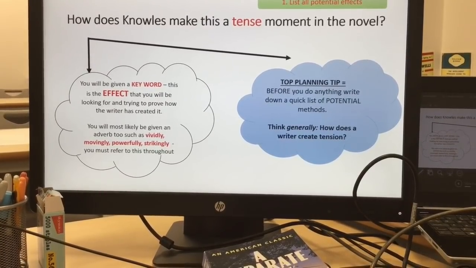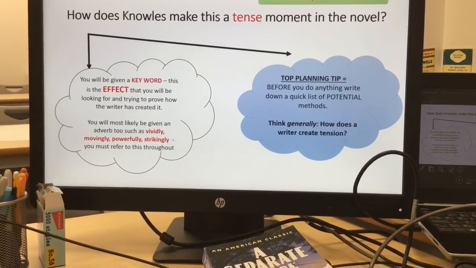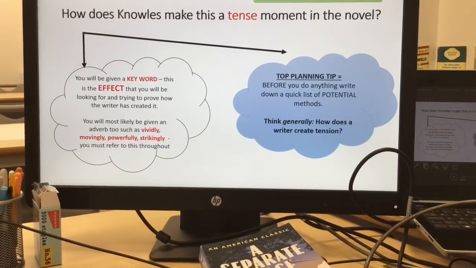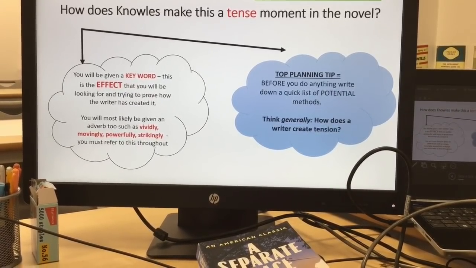And you may also get an adverb, so words like vividly, movingly, powerfully, and strikingly. Do not ignore that adverb tomorrow. It's very important that you mention it, repeat it, and actually really think about how Knowles is creating that keyword in the extract as well.